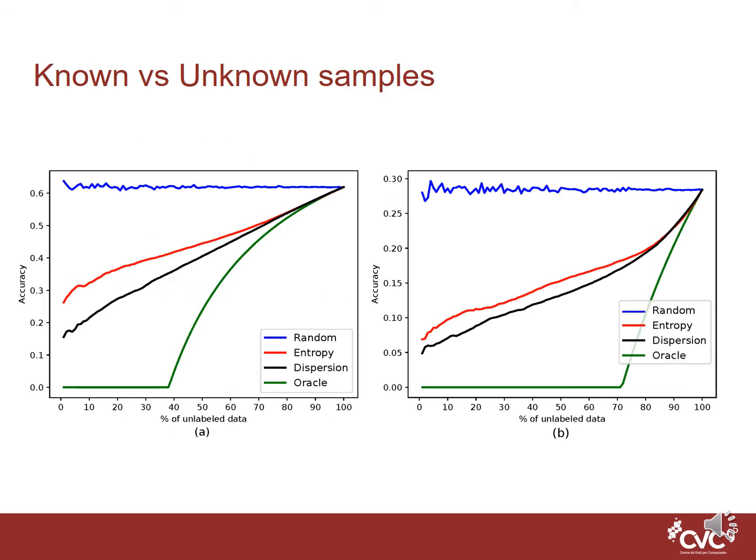We performed experiments to compare the amount of unknown samples that are queried by dispersion and entropy measures. These experiments show that for any budget size, the dispersion measure gives more unknown samples than entropy.